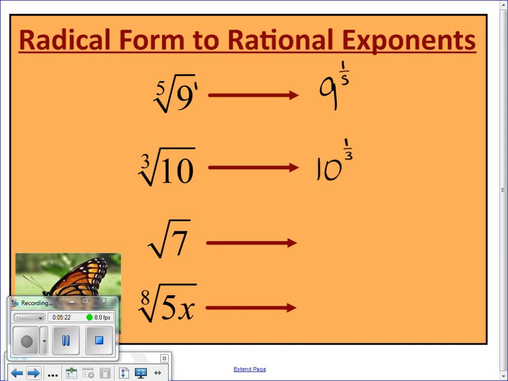All right, how about the square root or radical 7? Good, 7 to the 1 over 2. Remember, that's a 2 for an index when we don't see it. We'll be careful here. 5x, all of that is underneath the 8th root. Hold on. So you said 5x and then what? Just like this? I feel like it's wrong too.